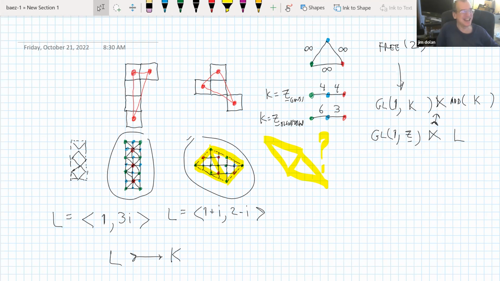Well, sorry, I didn't say that right. What did I mean? I said modding out by the two torsion points. That's not quite right. What I should have said was, it's just modding out by taking the negative in the elliptic curve.